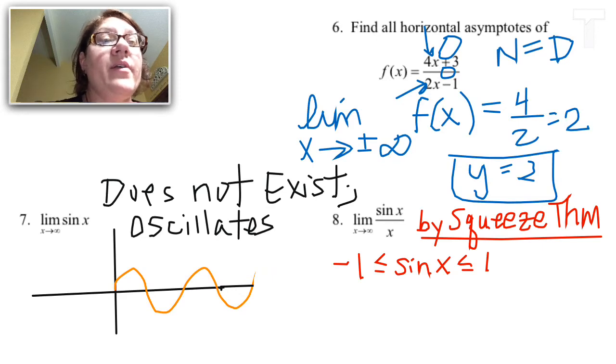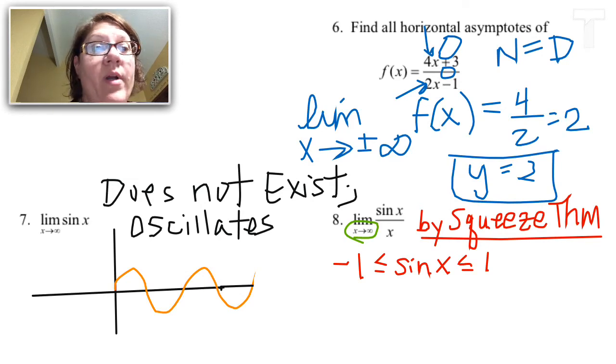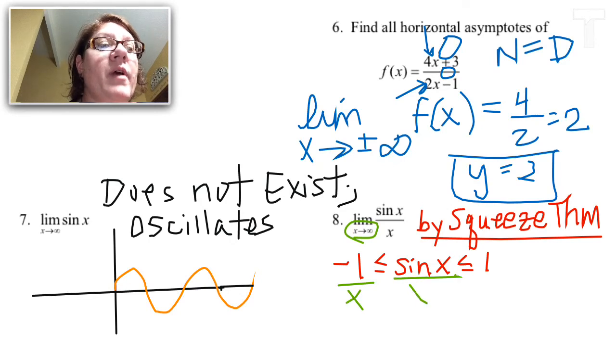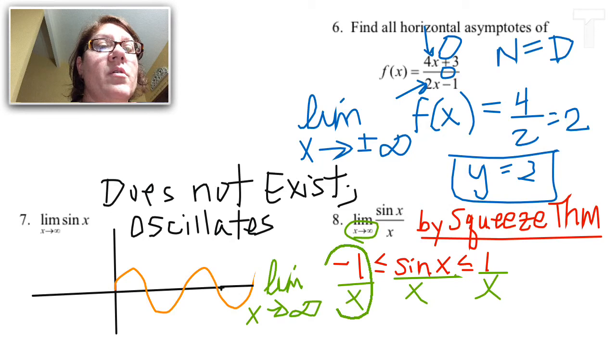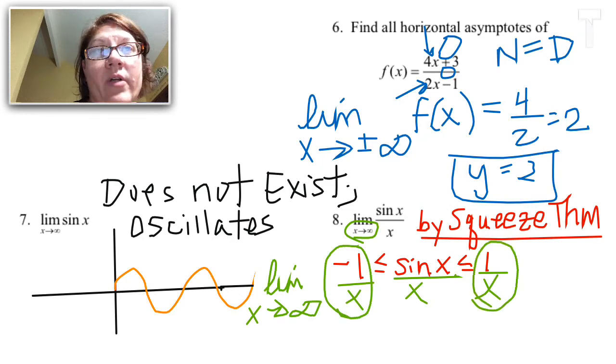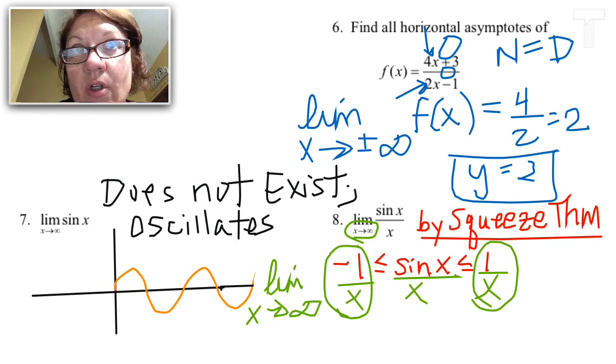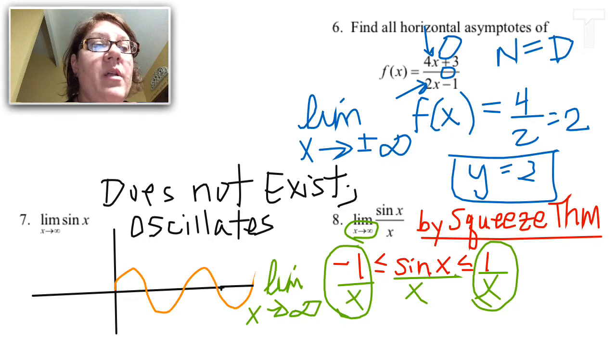So now, since I know x is not approaching 0 because I'm going to infinity, I could actually divide or multiply by 1 over x. So if I multiply by 1 over x, or divide by x, here's what happens. Well, I know that these two fractions are going to approach 0. It's going to keep getting smaller and smaller. Negative 1 divided by this ridiculously large number means everybody gets basically nothing, and positive 1, same thing.